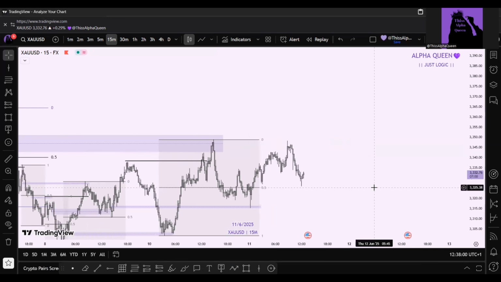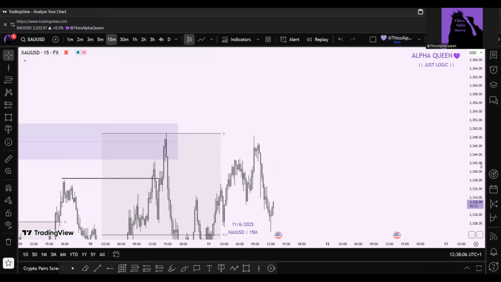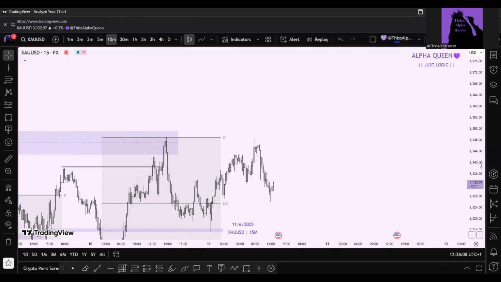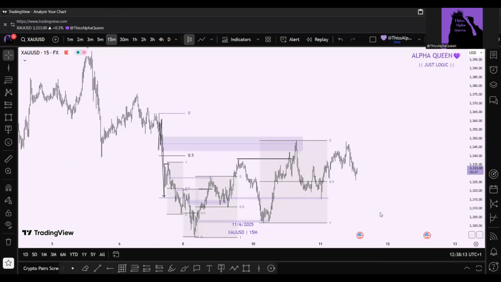So what am I expecting? Since price has moved from external to external, I'm expecting price to clear this high. I think price just gave a signal to continue buying up.